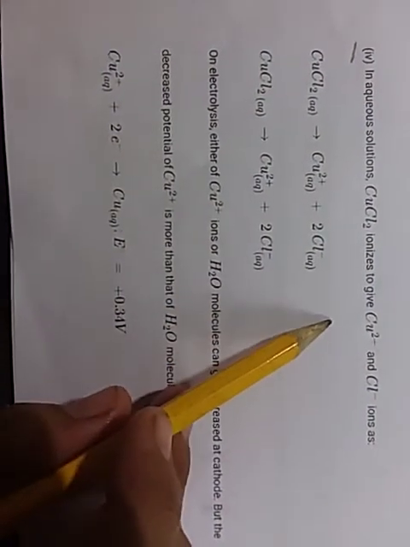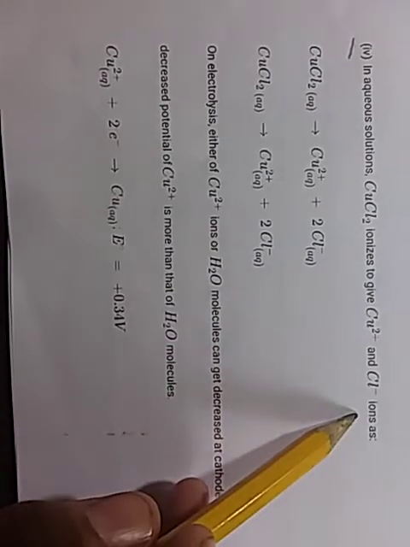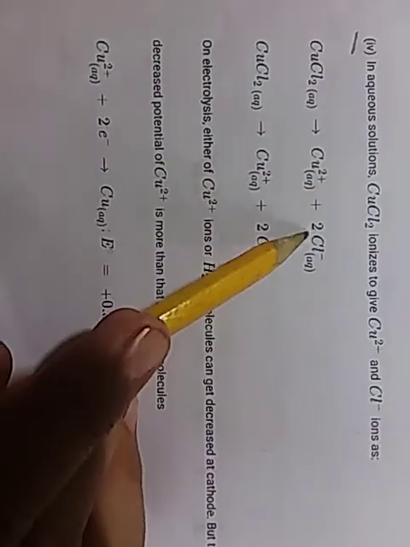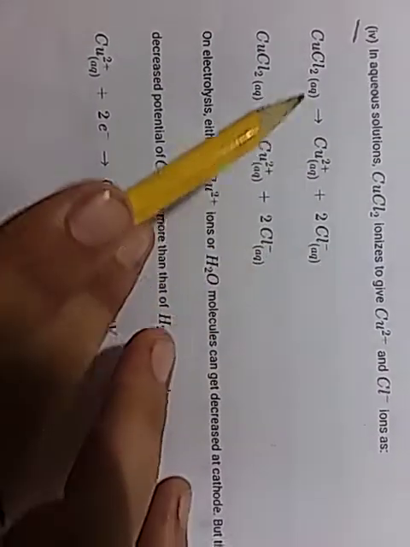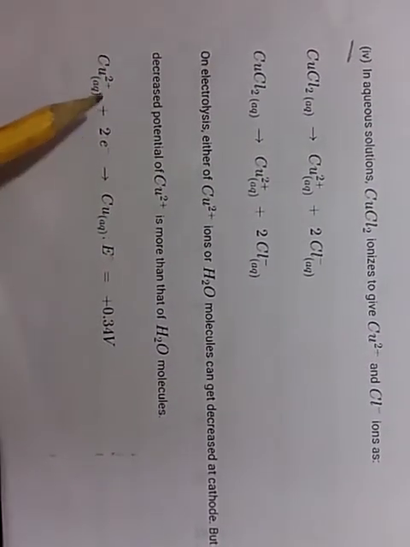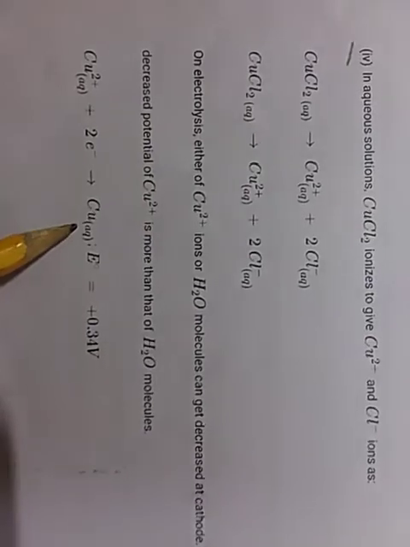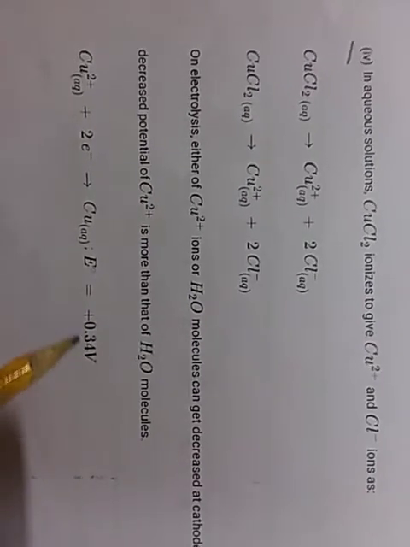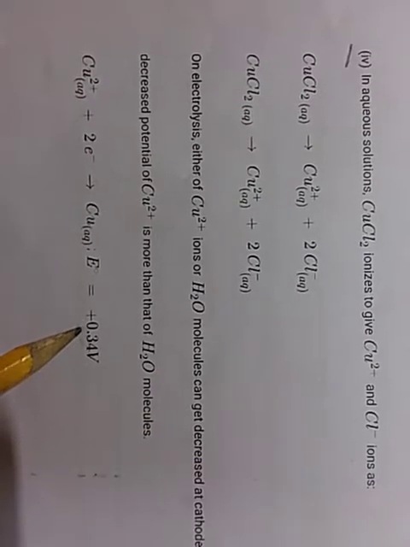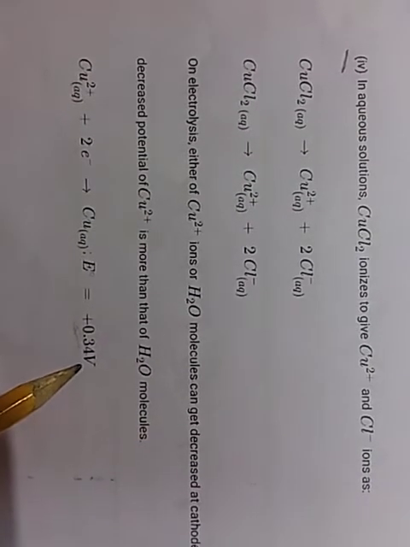Question number 4: aqueous solution of CuCl2 with platinum electrode. CuCl2 ionizes to give Cu2+ and Cl- ions, so you represent CuCl2 as Cu2+ and 2Cl-. Whenever there is electrolysis, the reduction potential first represents Cu2+ gaining 2 electrons and converting into copper. Its electrode potential value is already given in the table, plus 0.34 volt.